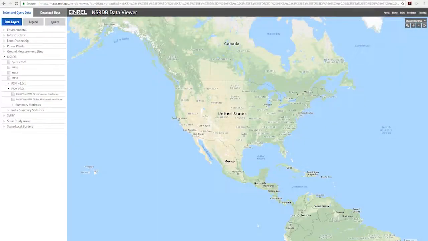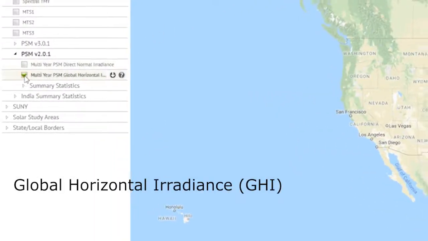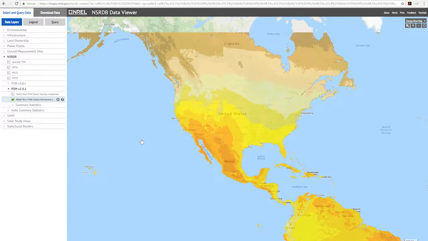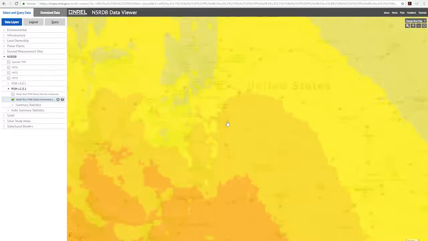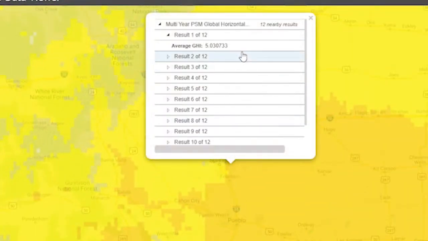So when we go into the NSRDB, one of the pieces that we could look at would be the global horizontal insolation, which is the combination of the direct sunlight and the diffuse sunlight added together, and that's how this color map is constructed. By clicking on any location that has a color map, you'll get a data table that shows the GHI, Global Horizontal Insolation, value for that location.